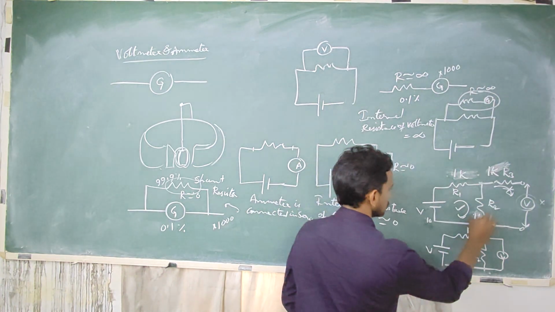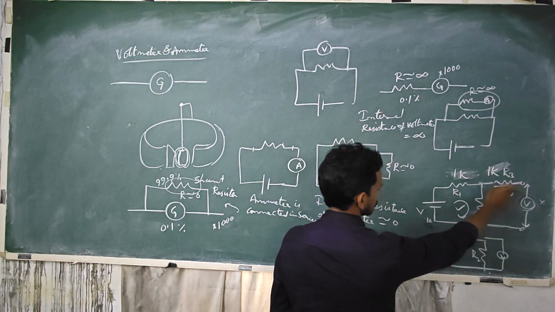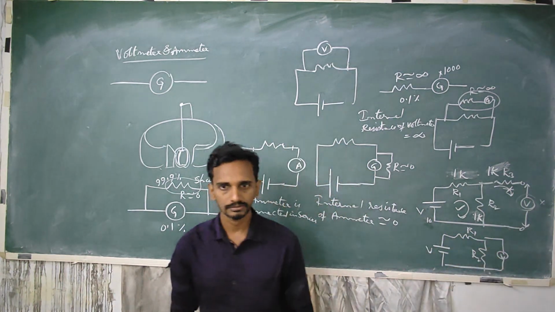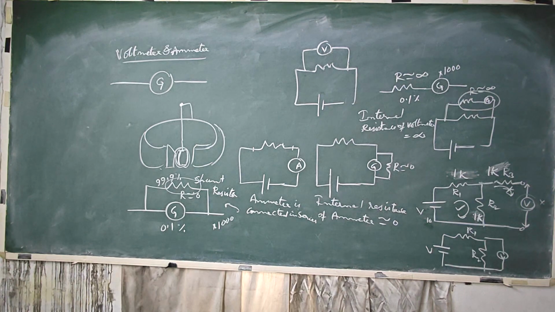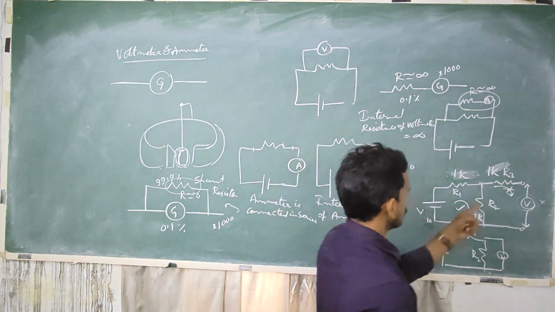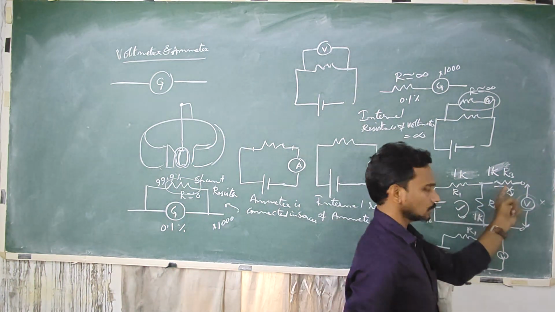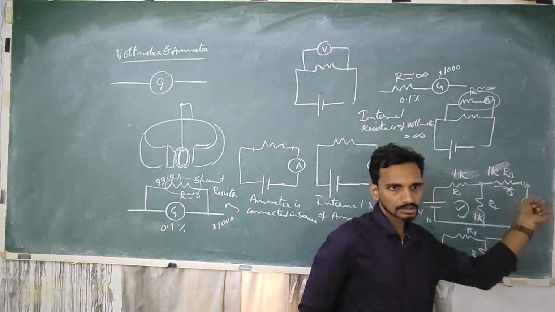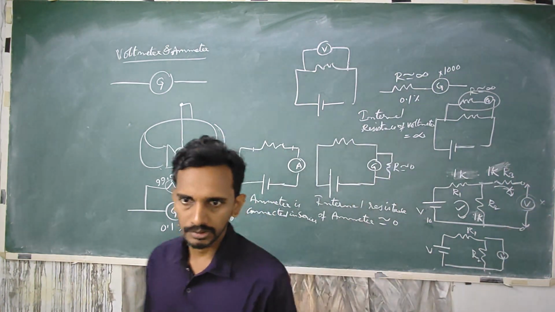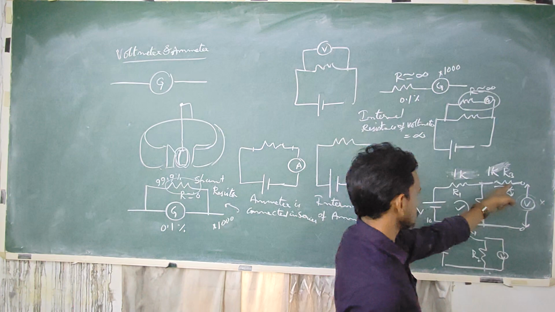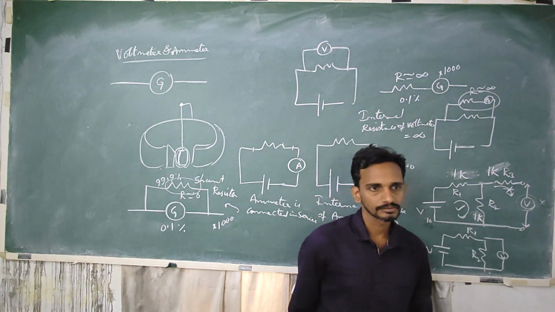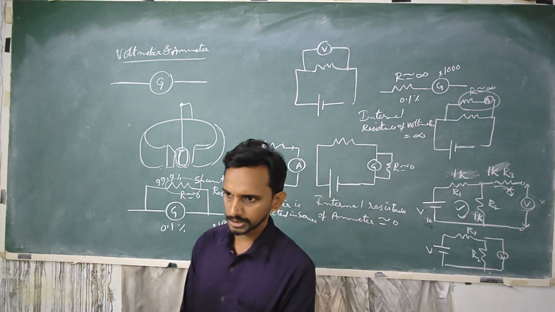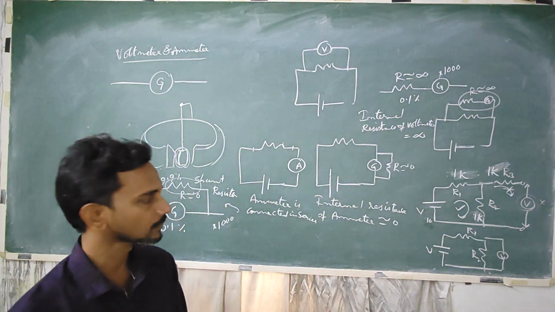So our reading should be 5 volts with R3 and without R3 as well. Confirm it. Right, so when no current flows through the circuit or any component, that can be removed. So here the voltage across R3 is 0 because the circuit is open. Internal resistance of voltmeter is infinity.